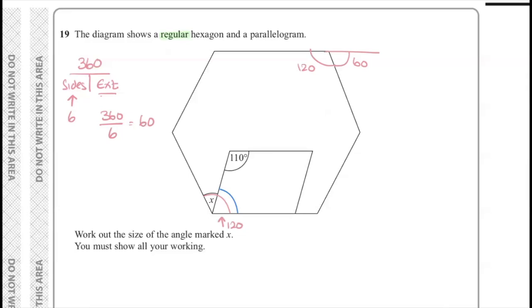So I'm now into my parallelogram. What I need to know to really help me solve this is that quadrilaterals add up to 360 and the opposite angles of parallelograms are equal. So I know that is also 110. 360, take off the 220, the total of these two, gives me 140. That 140 needs to be shared into the two angles, so I now know this is 70 degrees. 120, take off the 70, gives you 50 degrees as your final answer.